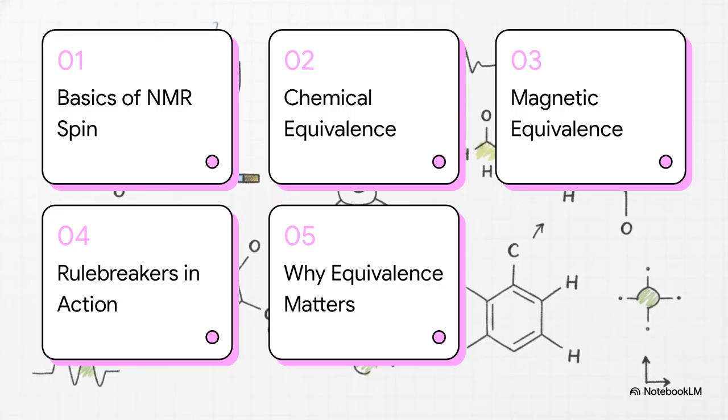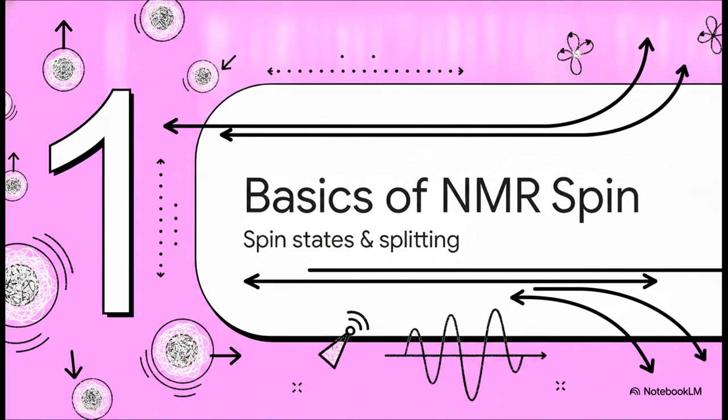Okay, let's look at the roadmap for today. First, we'll quickly review the basics of NMR spin. Then we'll define chemical equivalence before getting into the big plot twist, magnetic equivalence. After that, we'll see these rule breakers in action, and finally, we'll talk about why all this equivalence stuff actually matters. All right, kicking things off with Section 1, the basics of NMR spin.